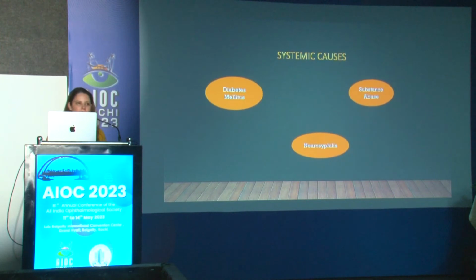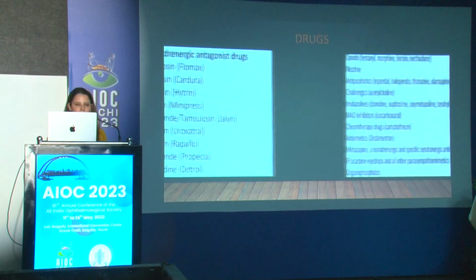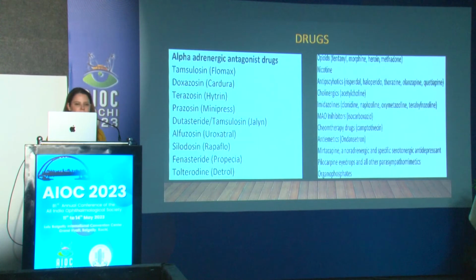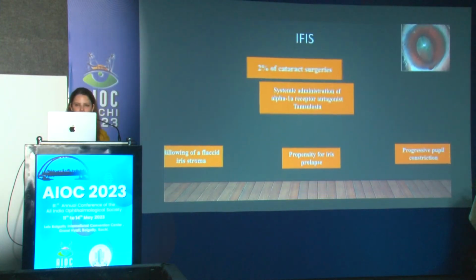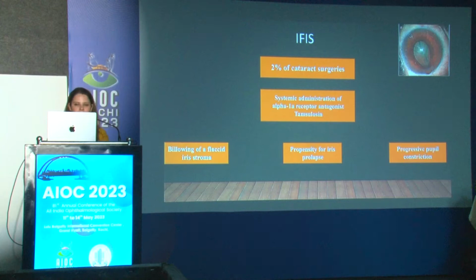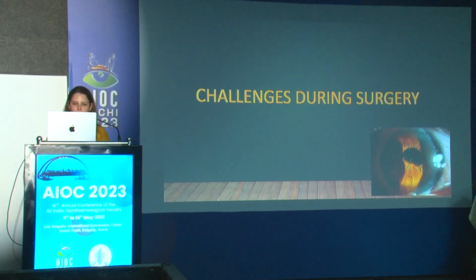Among the systemic causes, diabetes mellitus is one of the most common, where there is glycogen deposition, as well as neurosyphilis and substance abuse. Among drugs, we have tamsulosin, which is commonly used for the treatment of BPH. We have substance abuse like phenytoin, morphine, heroin. In IFIS, when there is systemic administration of the alpha-1 receptor antagonist tamsulosin, there occurs billowing of the flaccid iris stroma to normal intraocular currents, a propensity for iris prolapse to the main incision and side port, and there is progressive pupil constriction.